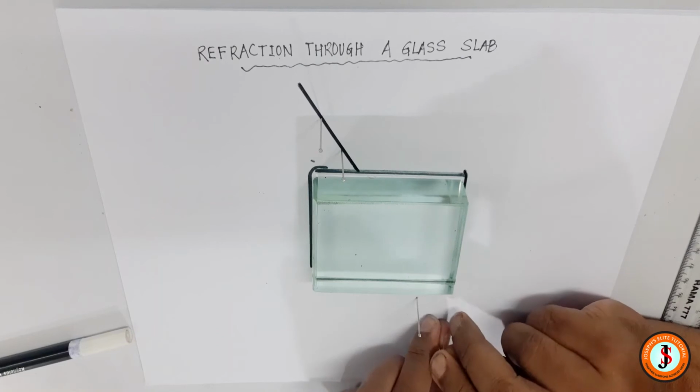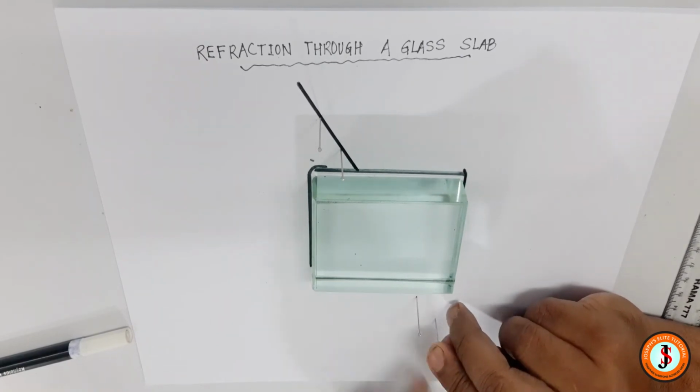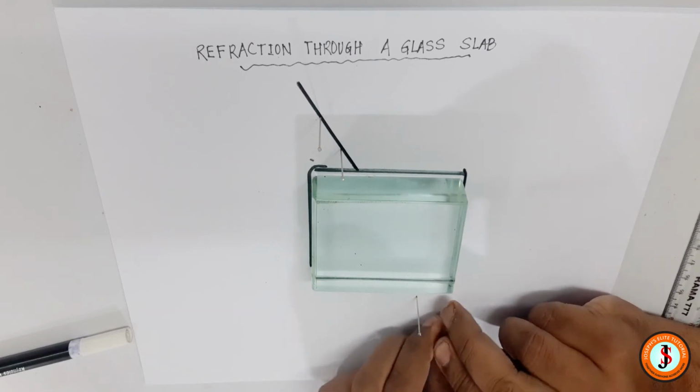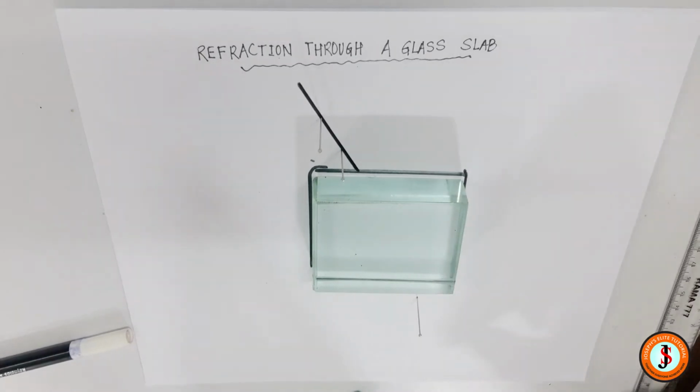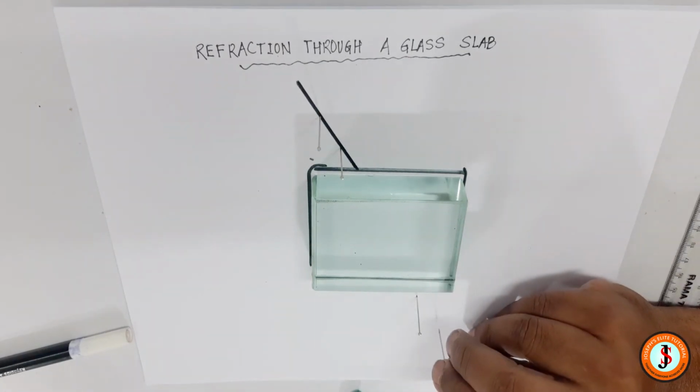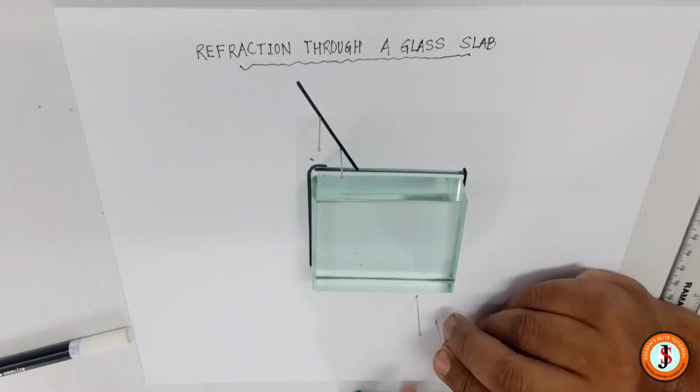Let me see. So I press it a little harder so that it will make a point, I think so. I've changed the pin over here. It's not very sharp, it's blunt. So I take another pin and try. So now all these four pins are in line.